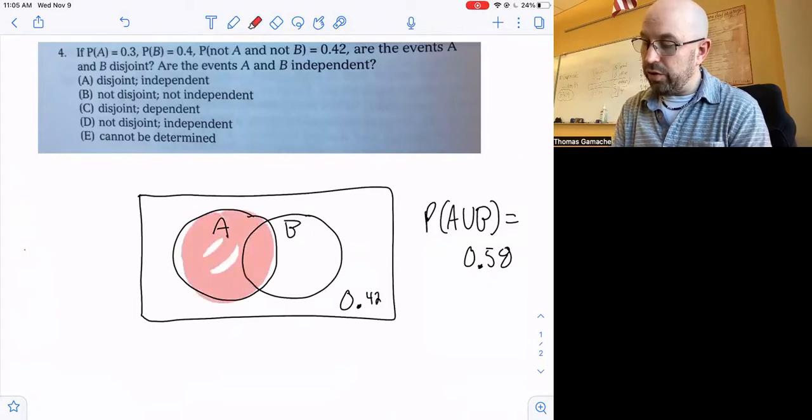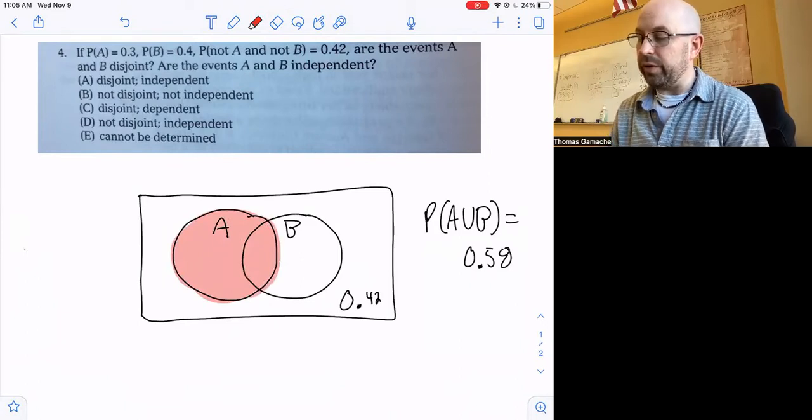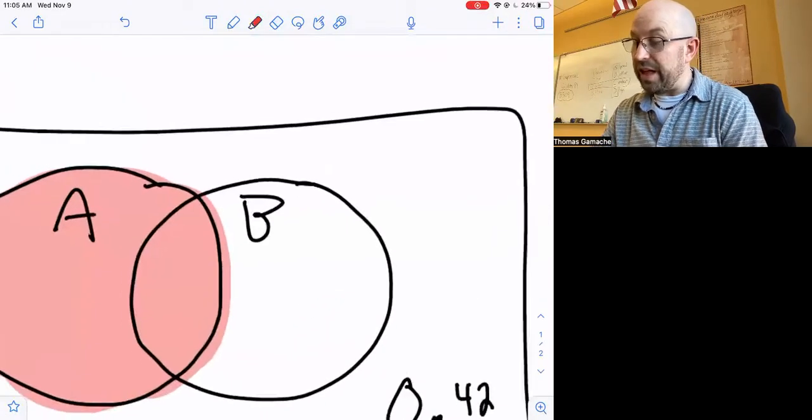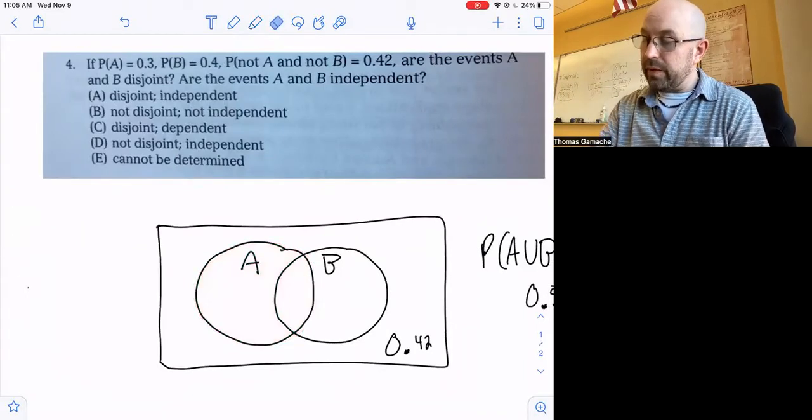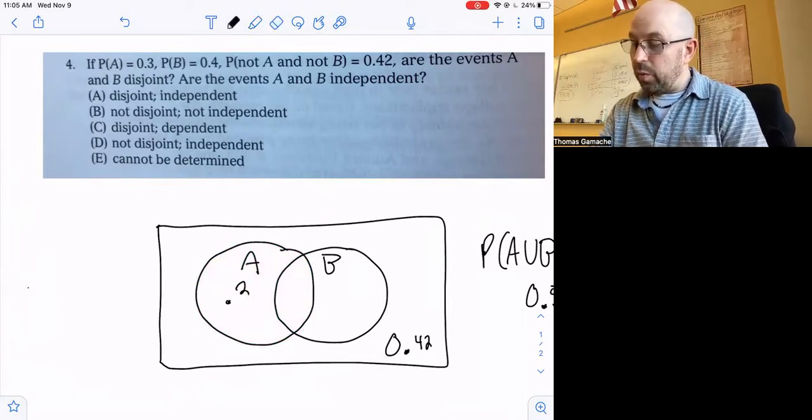So that means this whole circle here has to add up to 0.3. Now, notice it includes that overlap. So I'm not going to just blindly say that it has to be 0.3 right here. I'm not saying that. What I'm saying is that everything right here has to add up to 0.3. So I'm going to have to do a little bit of work here.